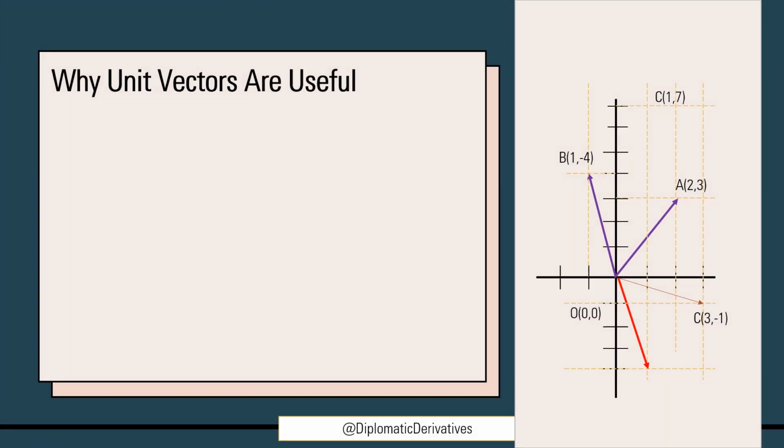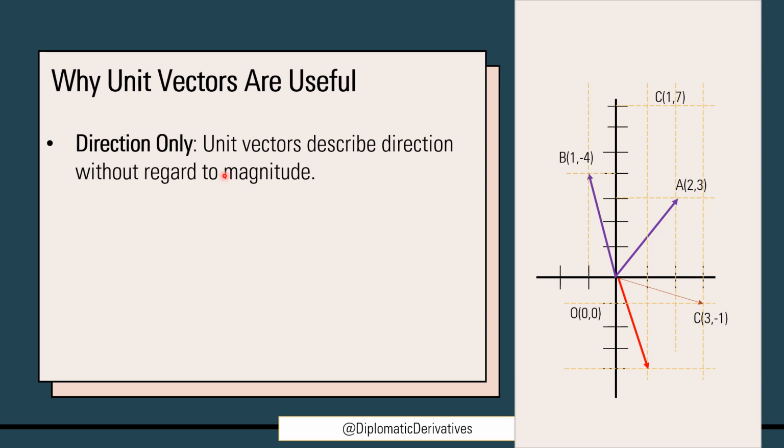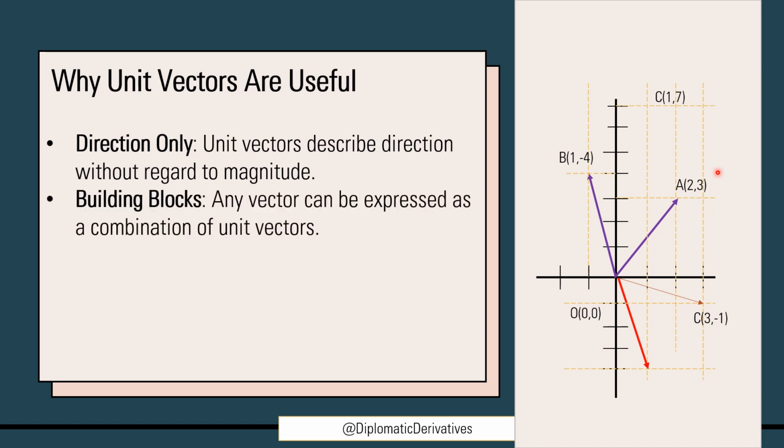Now, why are these unit vectors useful? Number one, direction only. They describe direction without regard to magnitude. Magnitude does not matter. What matters is the direction, and that is what we get from the unit vectors. So let's suppose we have point A, which is 2, 3. 2 is in the x and 3 is in the y. So it's 2i plus 3j. Here unit vectors are helping us make the vector: how many points in the x direction and how many points in the y direction. We have already done all of these things. It's just to make sure that we do not miss anything.